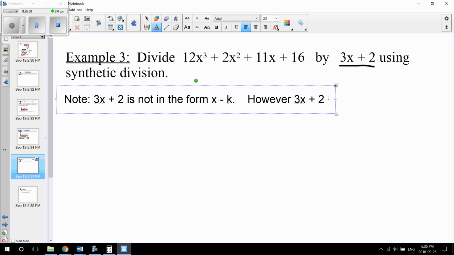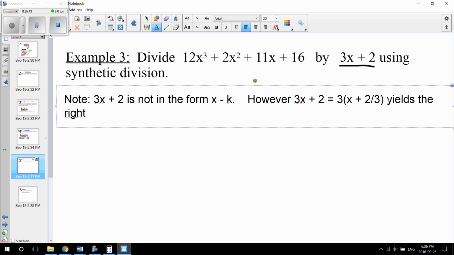So we can rewrite 3x plus 2 as, if we factor a 3 out of both of these terms, we factor out a 3 from the first term, so we're just left with an x. But if we try and factor out a 3 from this 2, it leaves us with a fraction, and that's exactly what we're going to have. Instead of a 2, we're going to have 2 divided by 3 as our k value. So when we do that, it gives us the right form. But what we have to worry about is that phantom 3, and we'll have to deal with that at the end.